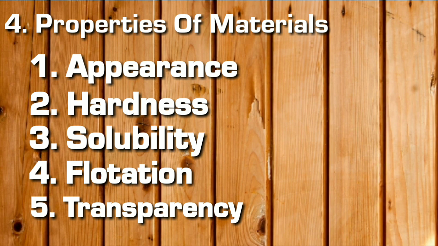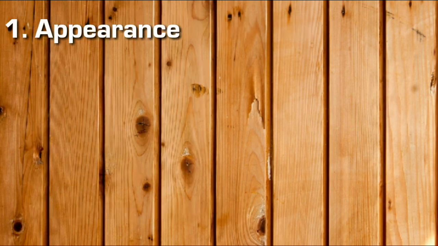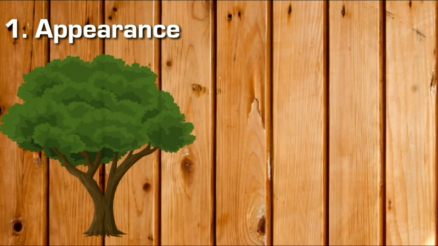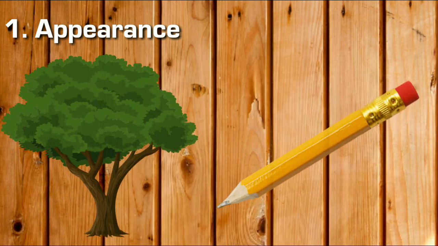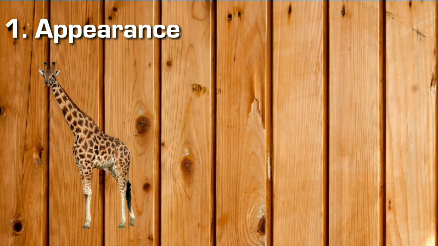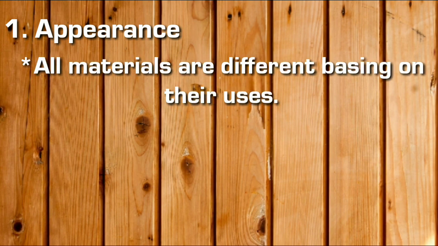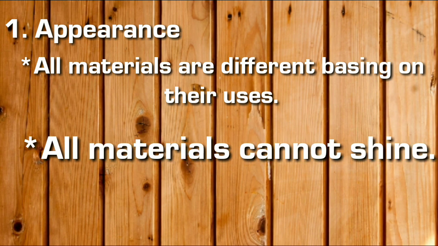Let us discuss these properties one by one. First one is appearance. Materials look different from each other. Materials look different based upon their shape, size, etc. For example, the shape of a tree is different from the shape of a pencil. The size of a giraffe is different from the size of an ant. So all materials are different based on their uses. All materials cannot shine. We can categorize materials depending upon whether they are shining or not.